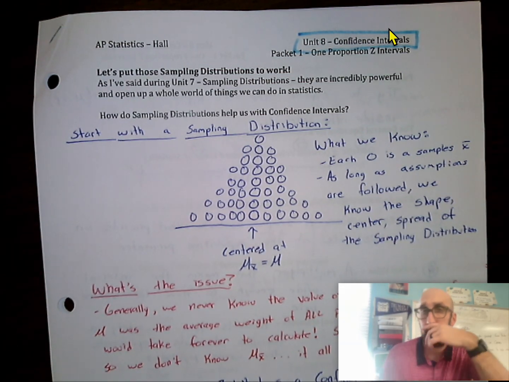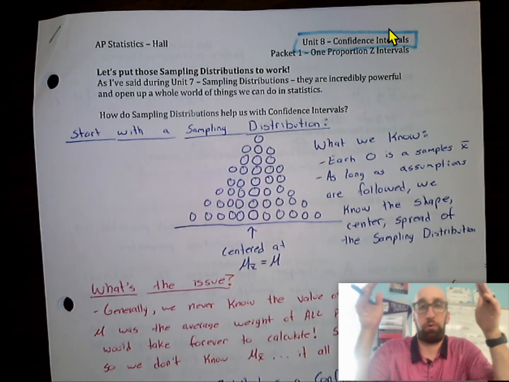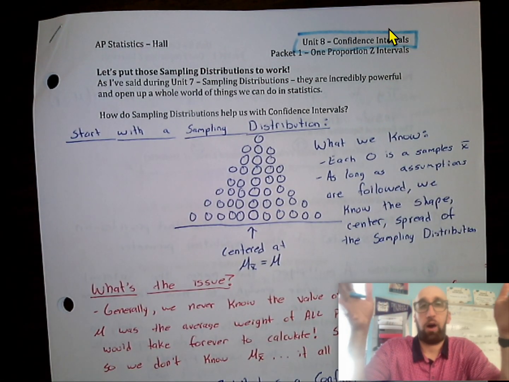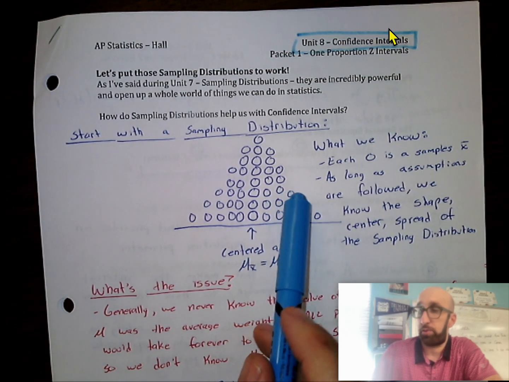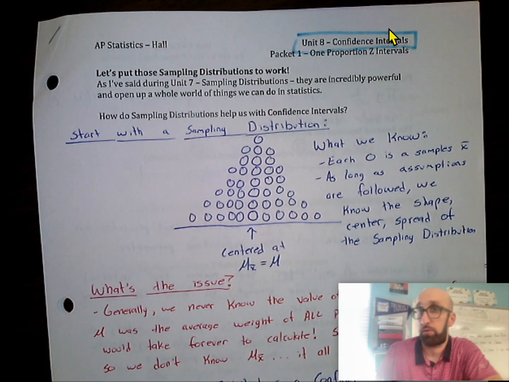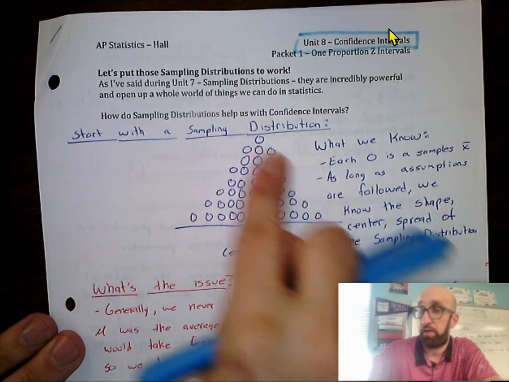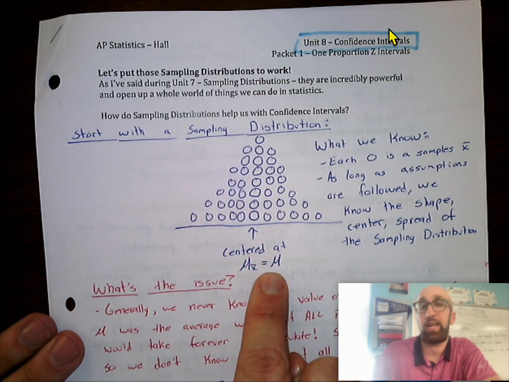What we know from the last unit is as long as we follow those assumptions, those rules on how we collect our sample, we know this distribution's shape. We know it's going to be approximately normal, which means z-scores are in place. And we know where this is centered, and we know the spread of the sampling distribution. So we know in general this distribution is going to be lined up.